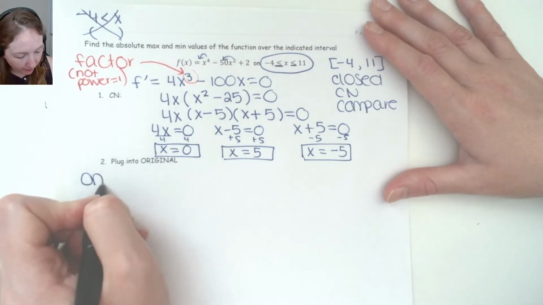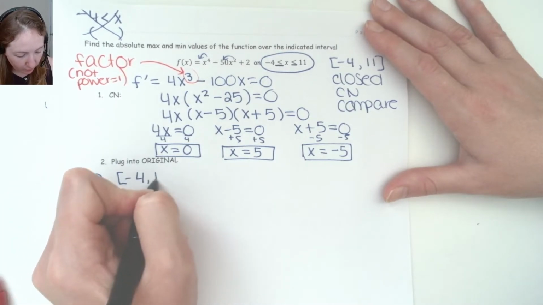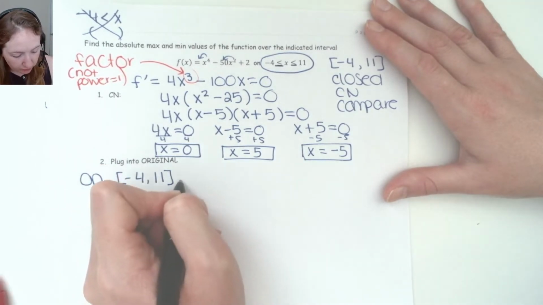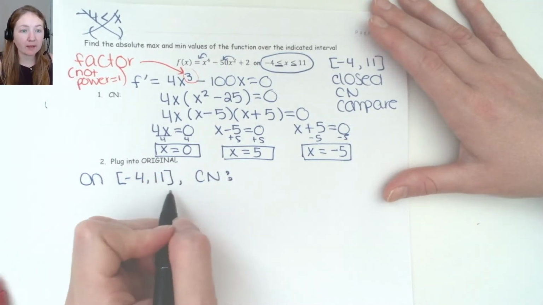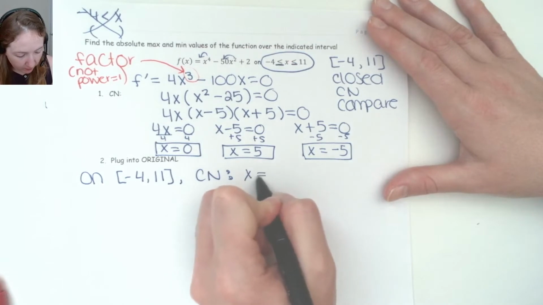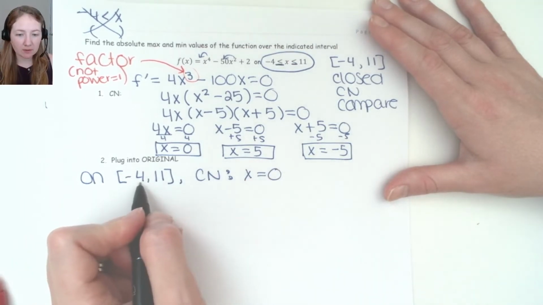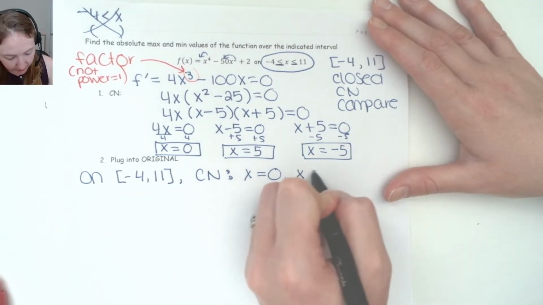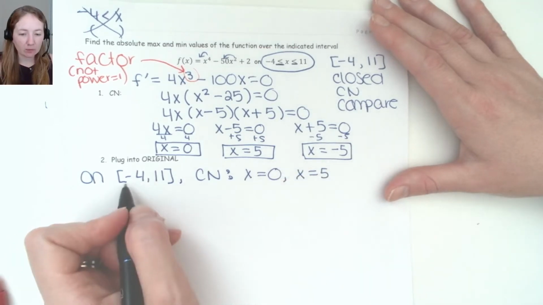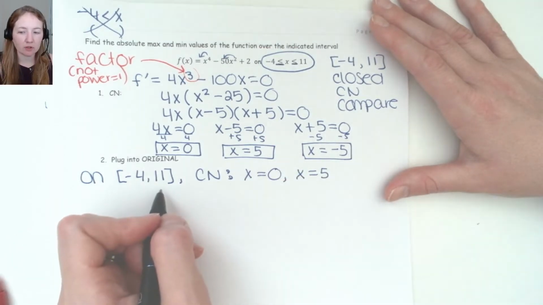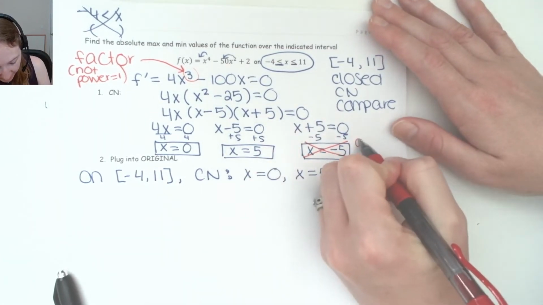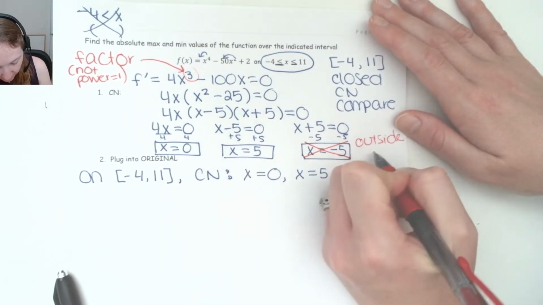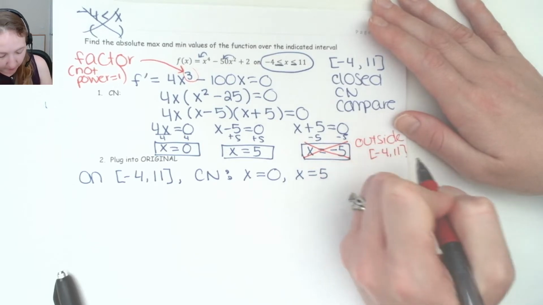However, on the interval -4 to 11, you will notice that the critical numbers that are actually on that interval are x is equal to 0, that would be inside the interval, and x is equal to 5, that would be inside of this interval -4 to 11. The x equals -5, that is outside of the interval -4, 11.